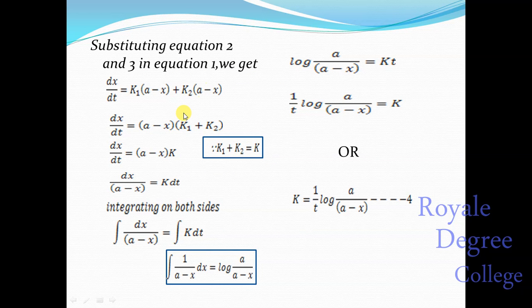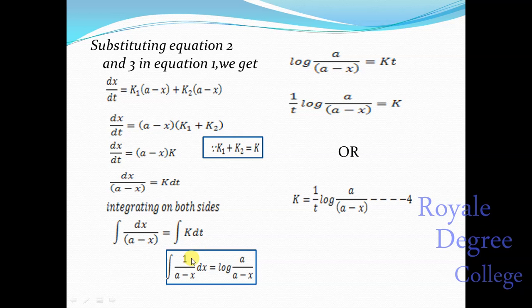Then dx by dt is equal to, see here, (a minus x) we are taking as common. Then k1 plus k2 we are getting. Since k1 plus k2 is equal to k, in place of k1 plus k2 we can write k. Now this (a minus x) we are bringing to the other side and dt we are bringing to the right hand side. So dx by (a minus x) is equal to k dt. Now integrating on both sides, the integration of dx by (a minus x) is equal to the integration of k dt.